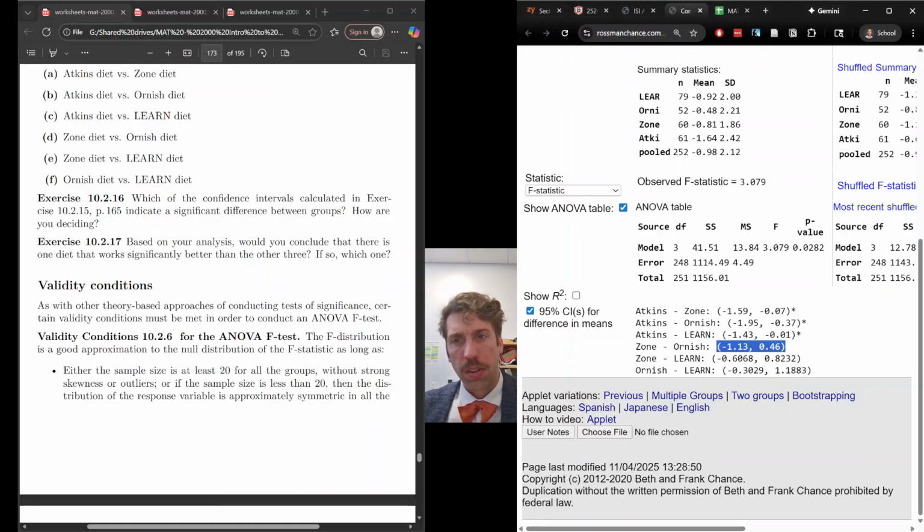Now, based on your analysis, would you conclude that there is one diet that works significantly better than the other three? If so, which one? So go ahead and answer that question. Use your common sense and knowledge of the world.